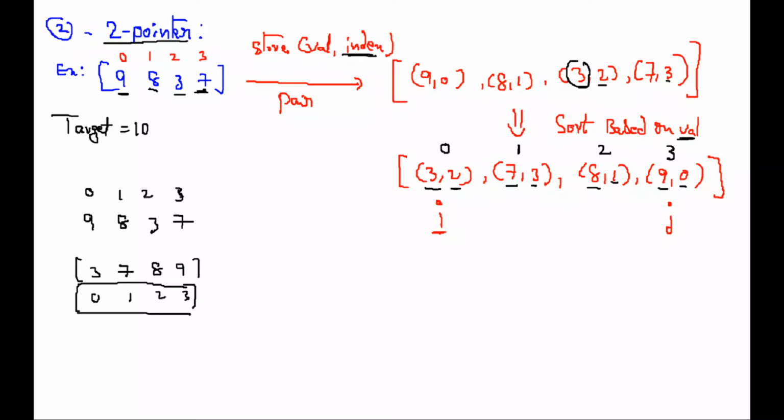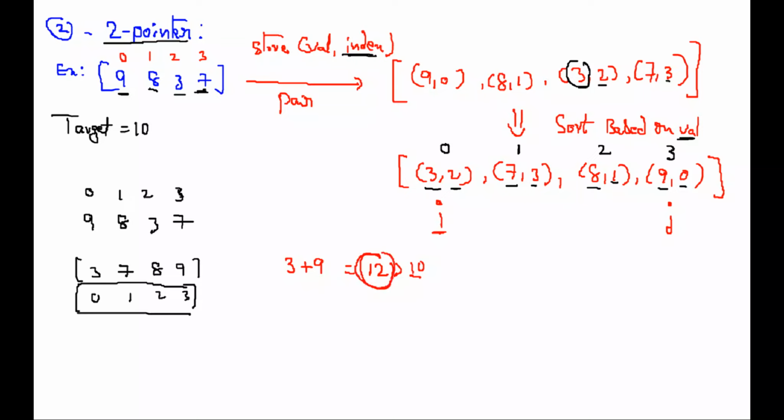Now we have to see those elements at those positions. Here the element at index i is 3 and the element at index j is 9. So 9 plus 3 is equal to 12, which is greater than our target. That means the elements are in ascending order. So here the sum is greater. 12 is greater than 10. That means you have an excess sum.